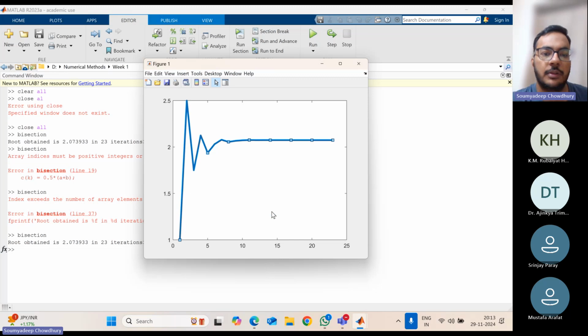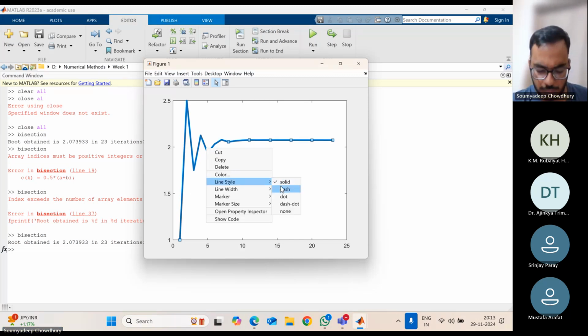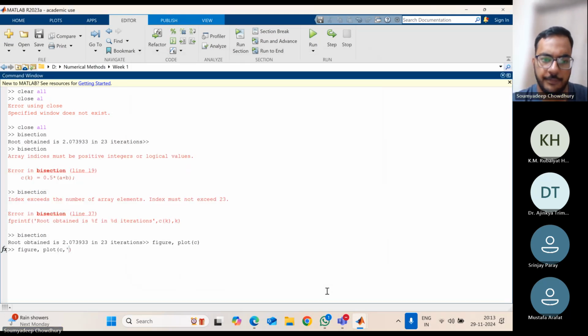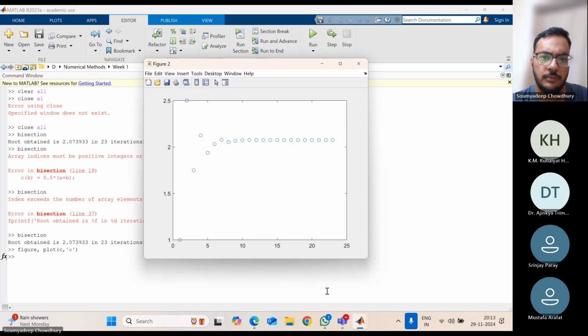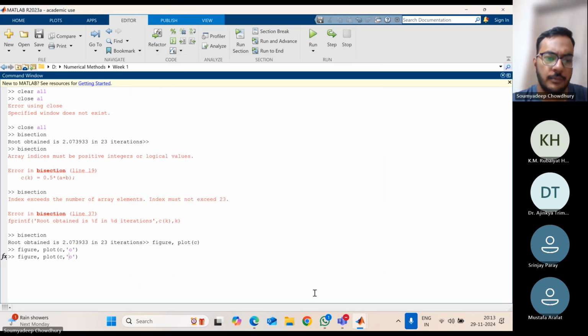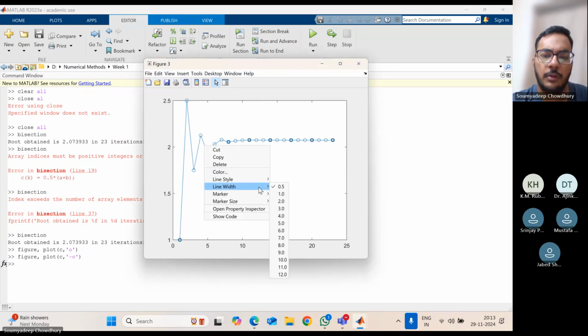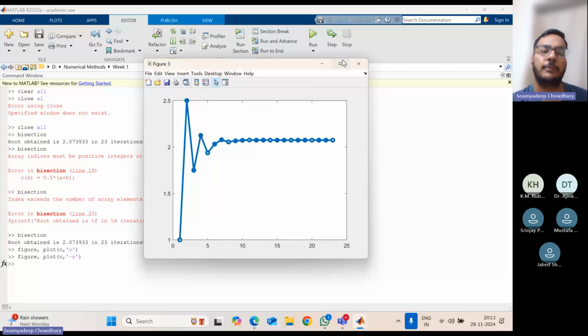Line width, I'll increase it. One second. So you can see the points here. No, this is not the points. One second. So here you can see these are the different values of C obtained through the iterations. This is the line width. So these are the different values of C.